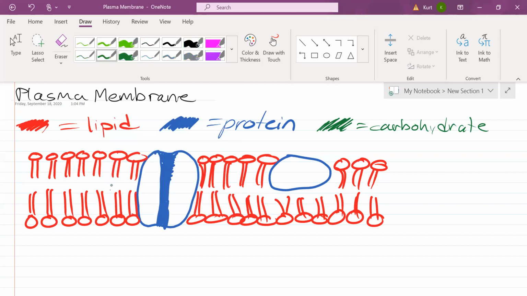Next, you have some of these antennas, like an antenna on your house or the radio antenna on your car to get XM radio, Sirius satellite radio. Some of these little antennas are coming off of a protein. Then you have some of these antennas coming straight from the phospholipids. Notice I'm using green.